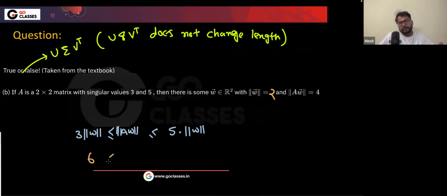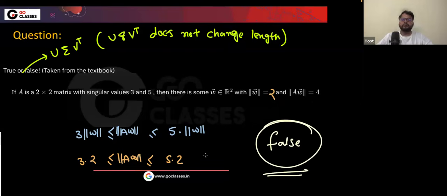Okay, so it should be 6. And then this itself is 2, right? Which is 10, so 5 into 2. And this is 3 into 2. I mean, the idea here is that it should be like this. So is this possible? What is the answer now? Is this possible to have length 4? Length of AW to be 4? Answer is no, right? This is false. Understood? It should be between 6 and 10.